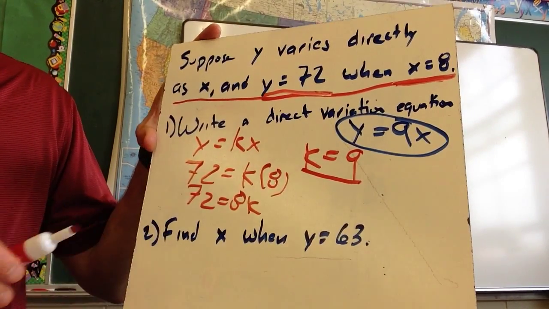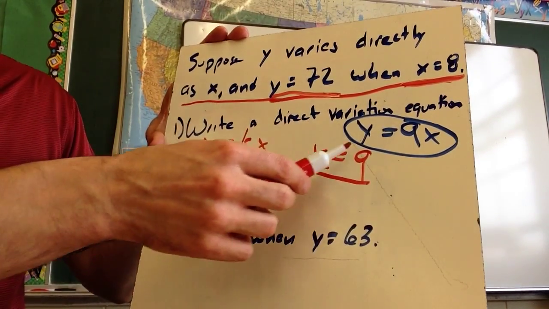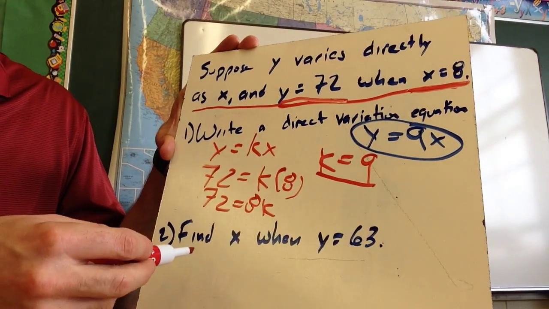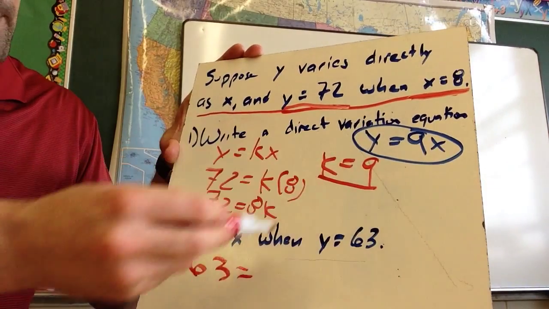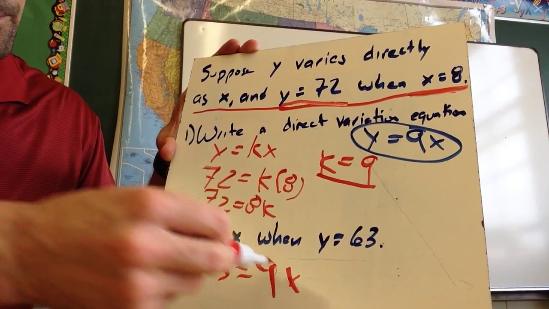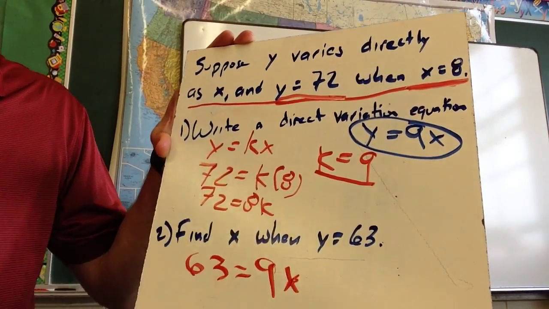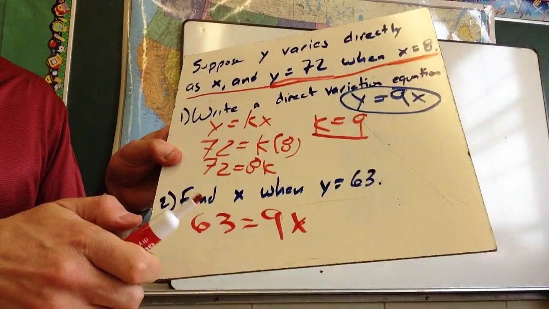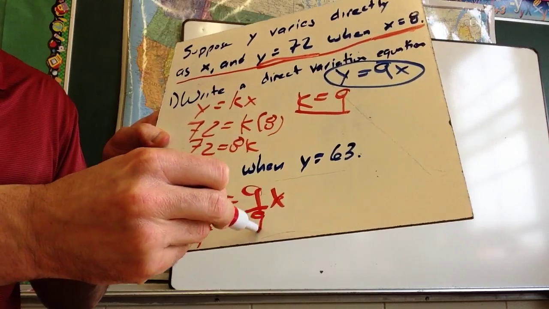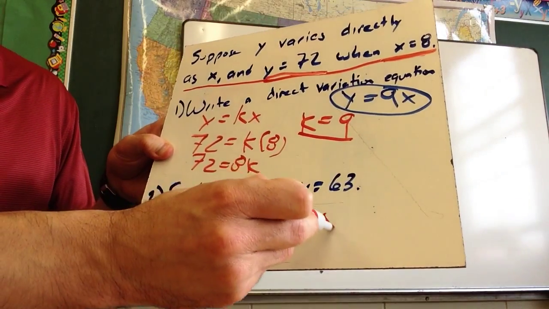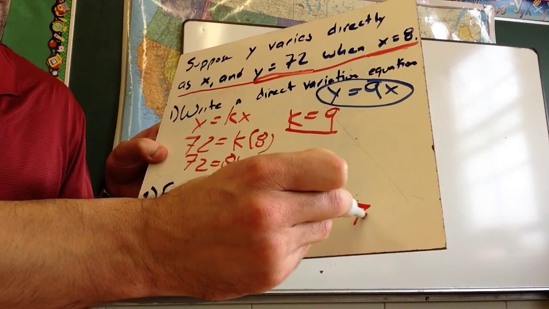So find x when y equals 63. Well, if I know that I'm using this equation, it's basically 63 is my y, and then I have 9x. So to solve this, what I would need to do is divide 9 to both sides. Sorry, I was one step ahead of myself. And then x is going to equal 7.